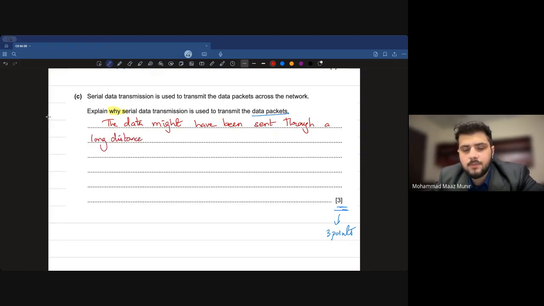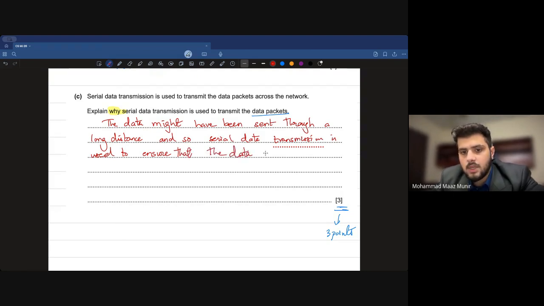A long distance, firstly. The data might have been sent over a long distance, and so serial data transmission is used to ensure that the data is not skewed, and that the bits are in order, improving the reliability of the transmission.